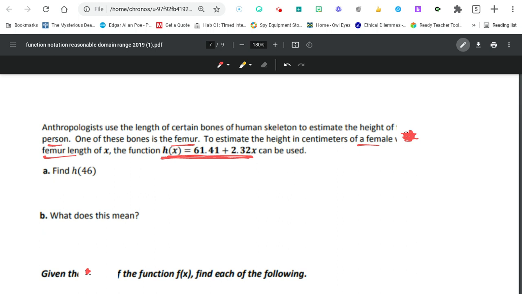So it says find h of 46. So let's talk about what this 46 is. 46 is my x. It's an x of 46. But what does my x refer to? So here it says x refers to the femur length, and it's in terms of centimeters. So it's 46 centimeters, guys. So I'm going to find h of 46. I'm going to write my function and find h of 46.